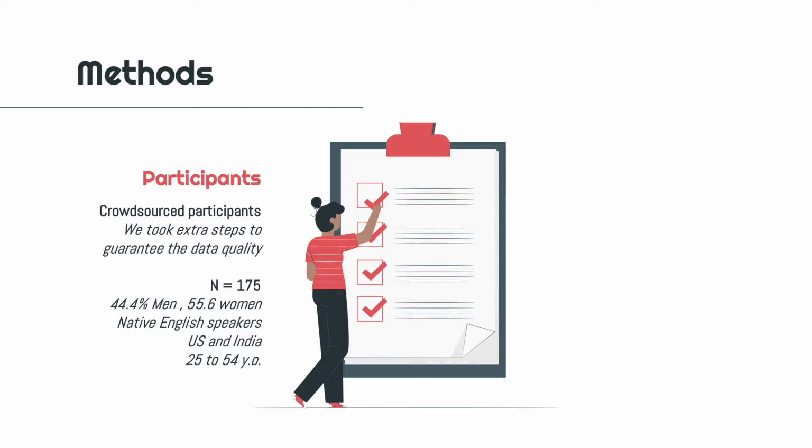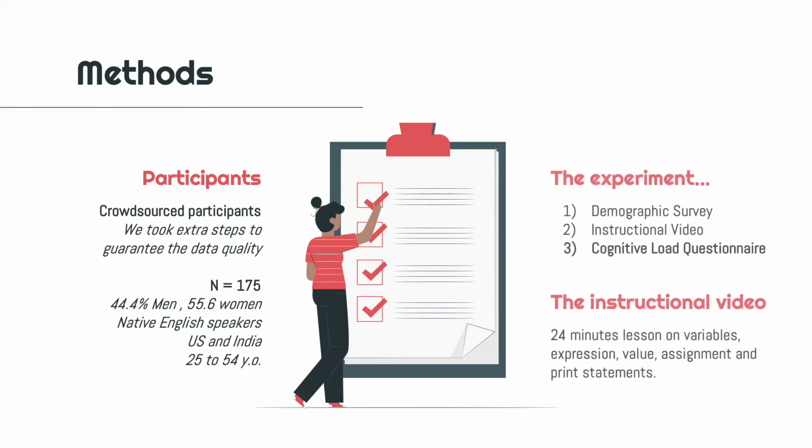44.4% men and 55.6% women. The majority were native English speakers from the US and India. Most of the participants held a bachelor's degree in humanities and were between 25 and 54 years old. Our participants first completed a demographic survey and then watched a 24-minute pre-recorded video presentation.